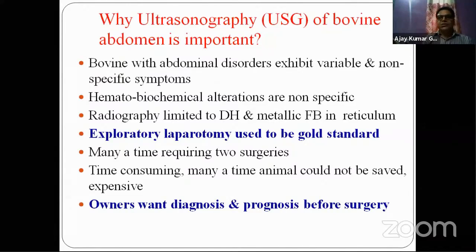Radiography, which is extensively used for diagnosis of diaphragmatic hernia and detection of metallic foreign bodies, is not applicable in most other conditions. So its use is limited to very few conditions. Till 2 to 3 decades ago, exploratory laparotomy used to be the gold standard in case of abdominal diseases of bovines. For each and every suspected condition, it was recommended that you perform exploratory laparotomy, and after that you diagnose the condition.